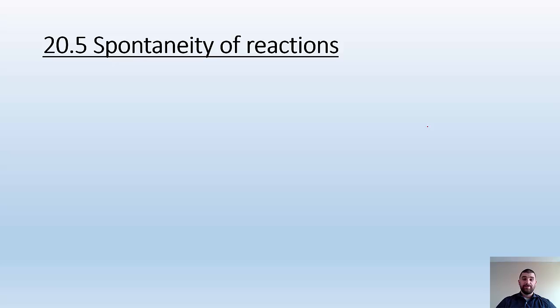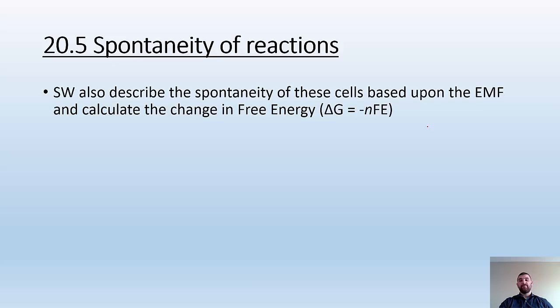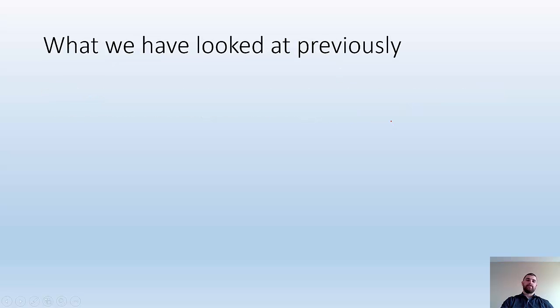Mr. Donner here once again with 20.5, spontaneity of reactions, and our objectives are to describe the spontaneity of these cells based upon the electromotive force and calculate the change in free energy. We got a new equation that's going to link the two. Delta G equals negative nFE.